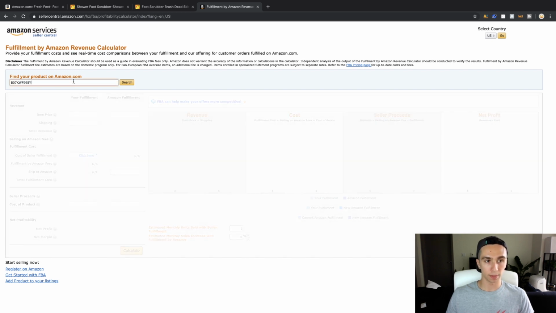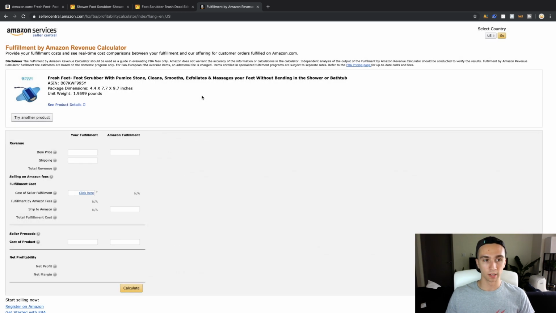So like I said, we grab the ASIN, we're gonna drop it right in there. Now this is gonna look like a little bit older version of what we were just using. So we're gonna only use this column here, okay? So right where my mouse is, we're only using the right-hand side. You're never gonna have to use your fulfillment. You're only filling in these boxes. So item price, that means what are we selling it for?